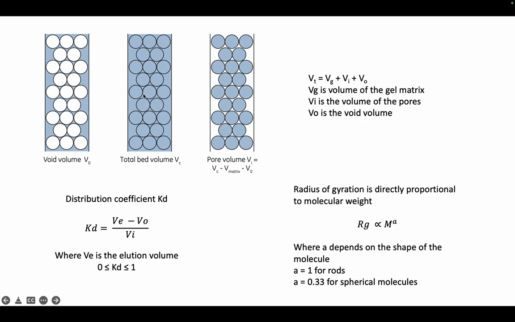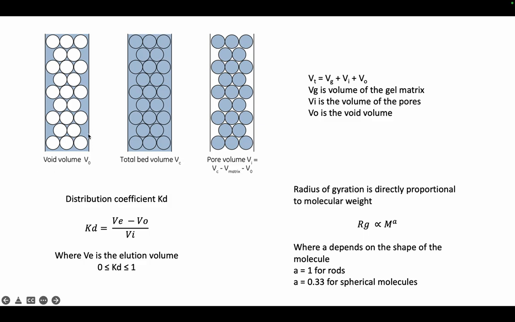And so the total volume of the column is made up of the void volume, plus the volume of the bead, plus the volume of the pores inside the bead, right? Now, all our proteins are going to pass through the pores, but our elution is going to pass through the void volume first. So until the void volume passes through the column, none of our proteins can elute. All our proteins will elute after the void volume.